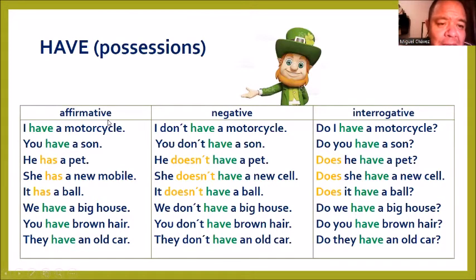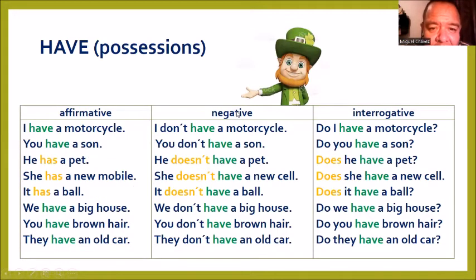In affirmative sentences, remember that we are going to have have and has for the third person. He has, she has, it has. I have, you have, we have, you have, they have. Remember, affirmative needs two forms of the verb, have or has. And after them, we are going to have the possessions, the objects.